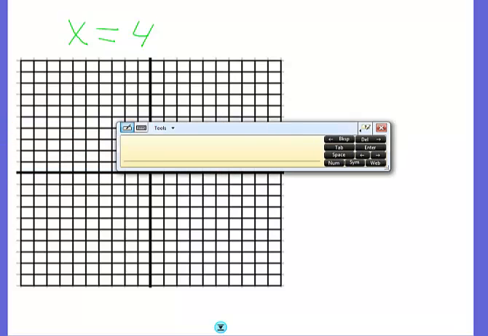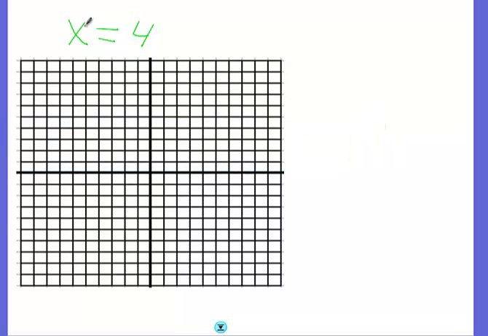So let's look here at the equation we have of x equals 4. All right. So on our graph, let's find out where x is 4. 1, 2, 3, 4. Okay. What this equation is telling us is that x is always going to be 4. It doesn't care what the y is. The x is always 4.